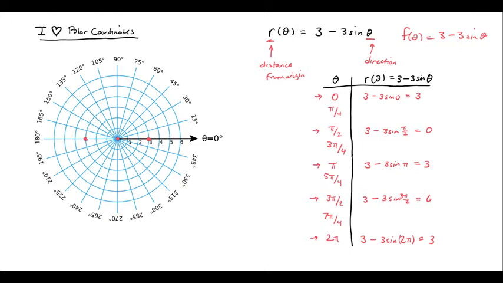And then, let's see, when theta is 3 pi over 2, I'm out in this direction, but I'm out by a radius of 6. 1, 2, 3, 4, 5, 6. I believe I'm out there.